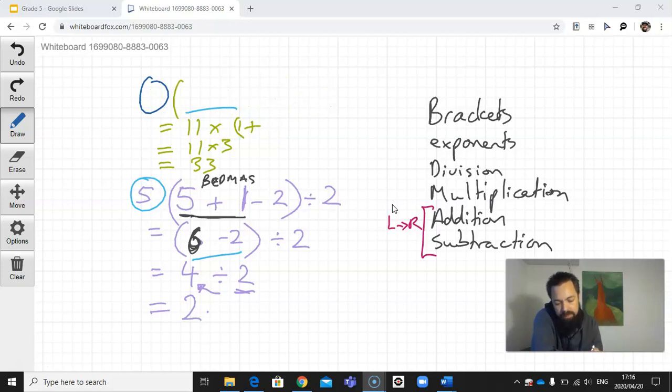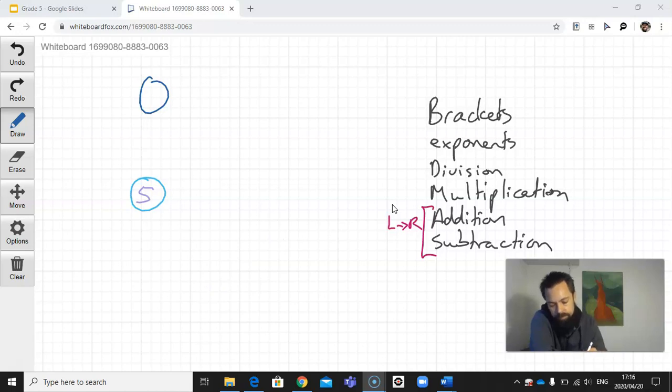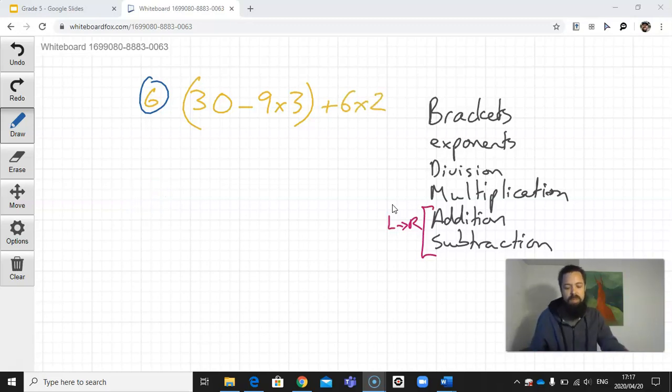I hope you're getting the hang of this. I've got another one with a bracket as well, which I'd like you to do, a bracket with 3 things inside it. So you've got to apply BEDMAS inside the bracket. So 30 minus 9 times 3 plus 6 times 2. I'm going to give you about half a minute to get going with this one, see how it goes.